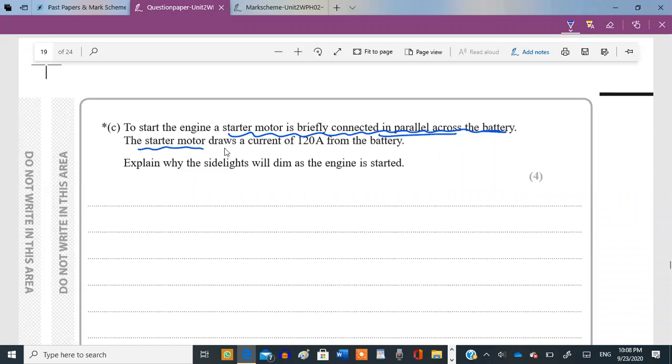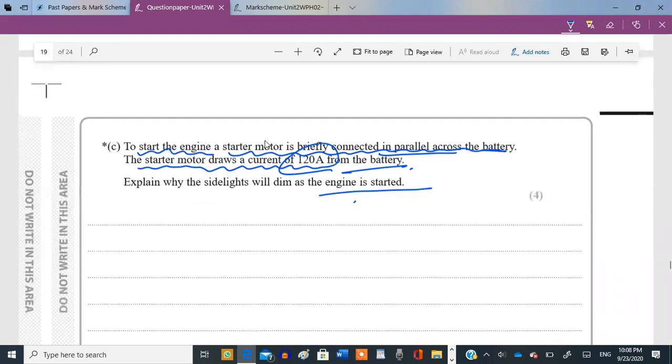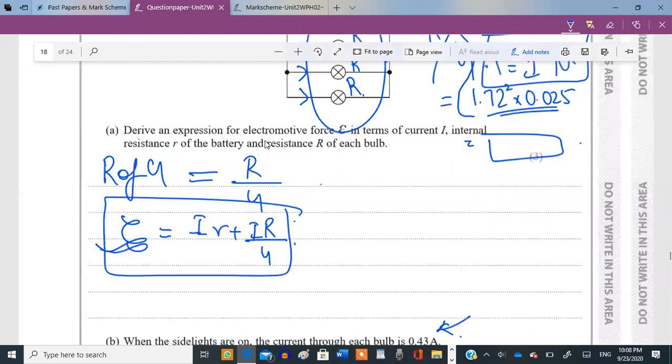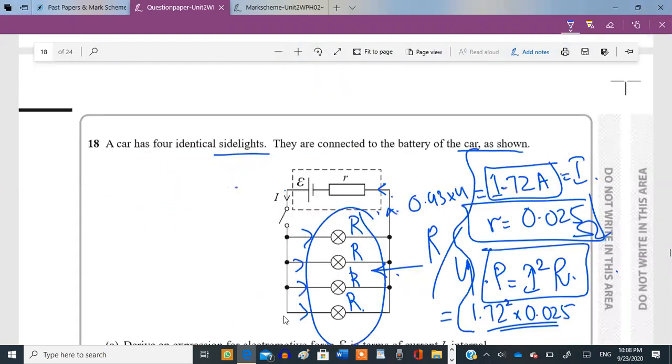Okay. You have a starter motor which is briefly connected in parallel across the battery. The starter motor draws a current of 120 amperes from the battery. Explain why the side lights will dim as the engine is started. When the engine is started, the starter motor will be briefly connected and it will draw a current of 120 amperes. So if you've got the battery over here, let's assume this is your starter motor connected over here, some load, and the current flowing to that starter motor is 120 amperes.